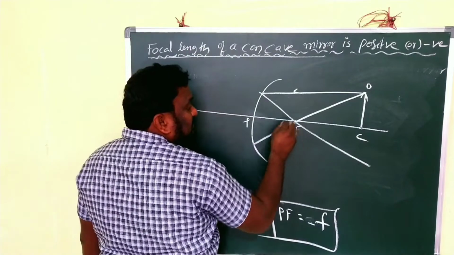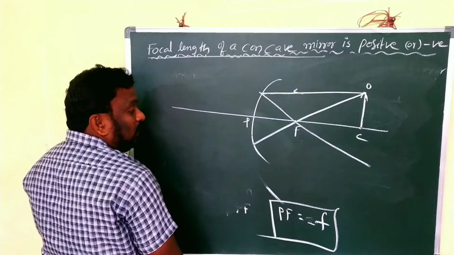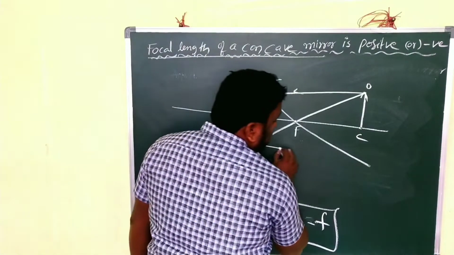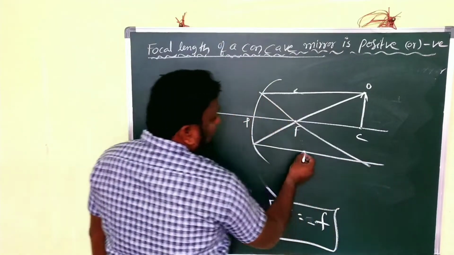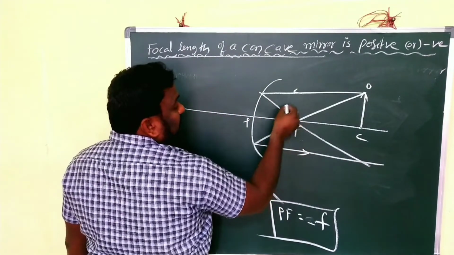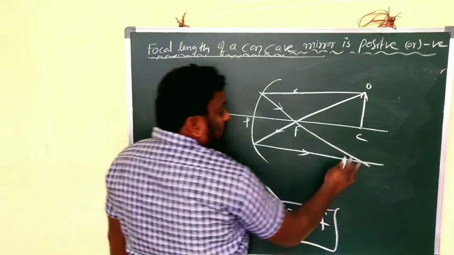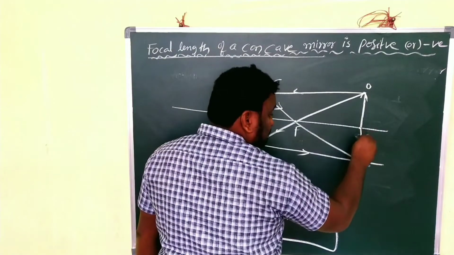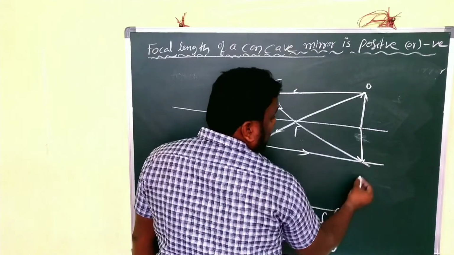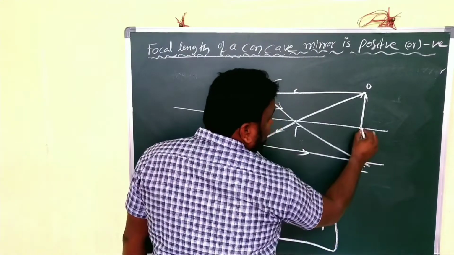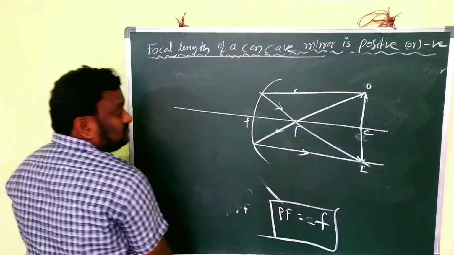And next, the second ray: the ray passes through the focus. After reflection, it is parallel to the principal axis. Parallel to the principal axis. Ray diagram, children. So now here we are drawing the image. This is the center of curvature. Clear?